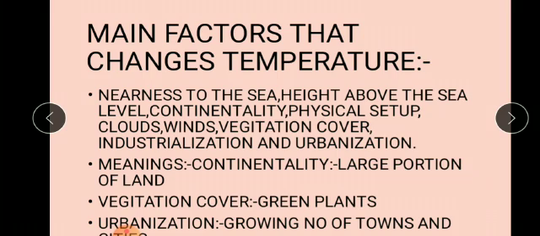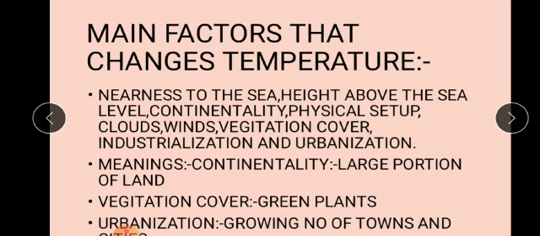Physical setup. How is the physical setup? Whether that place has mountains, whether that place has forest or grasslands, this is called the physical setup. This also changes the temperature. If suppose the physical setup is like forest, then again very less temperature, isn't it? If the physical setup is desert, then very, very hot, isn't it? So this is the meaning of physical setup. How that place looks like, this is the physical setup.